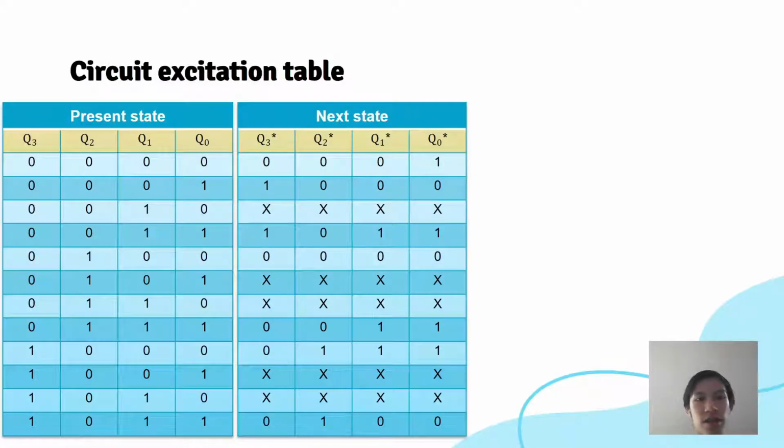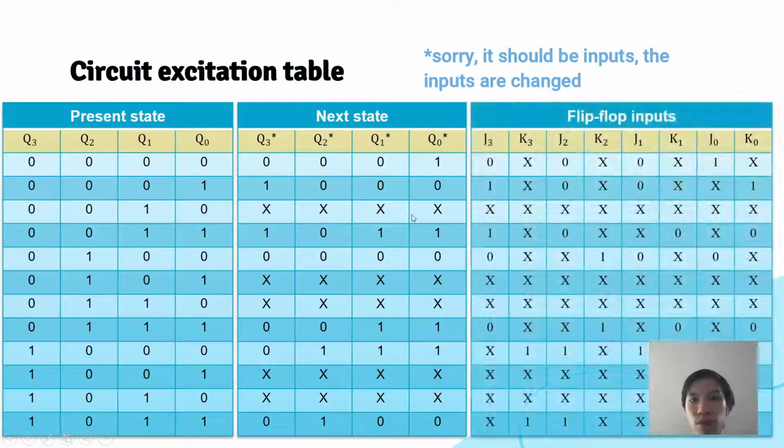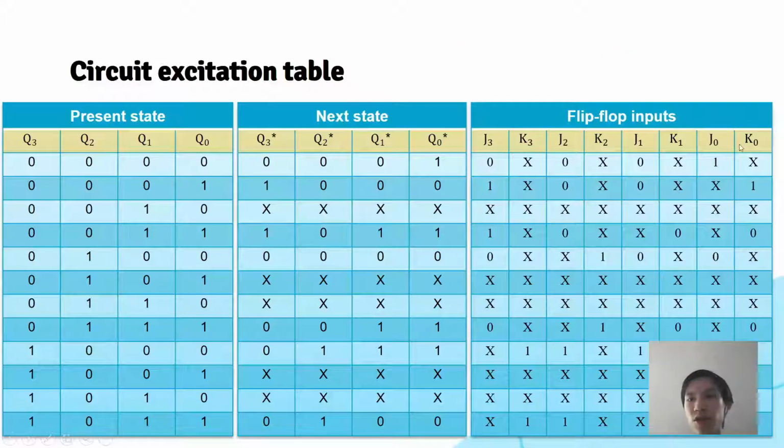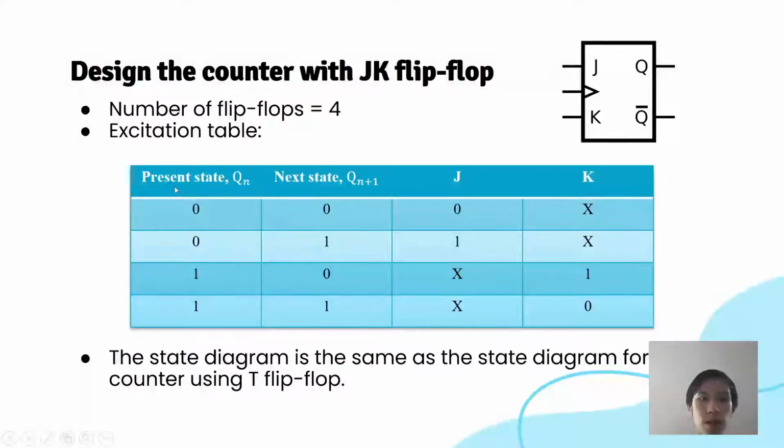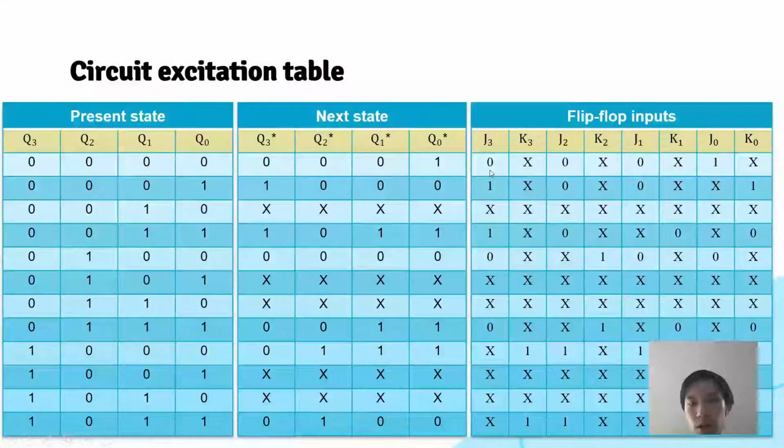Next is the circuit excitation table. The circuit excitation table is similar, just the outputs we change to J3, K3, J2, K2, J1, K1, J0, K0. And to determine the inputs for the flip-flops, we see that when 0 changes to 0, from the excitation table, the J and K should be 0 and don't care. So we just write down 0 and don't care for J3 and K3. And we do similarly for the rest of the inputs, and we can get the complete circuit excitation table.